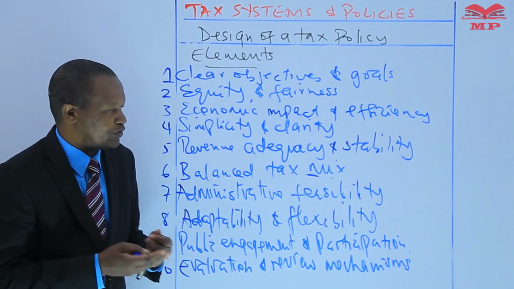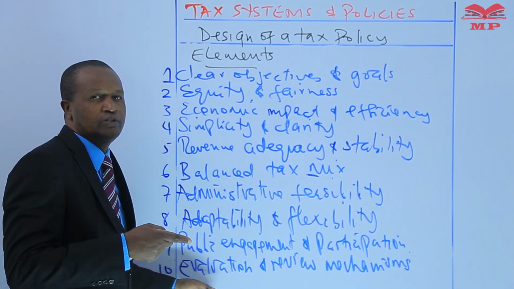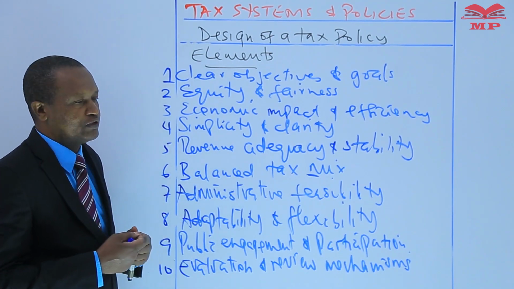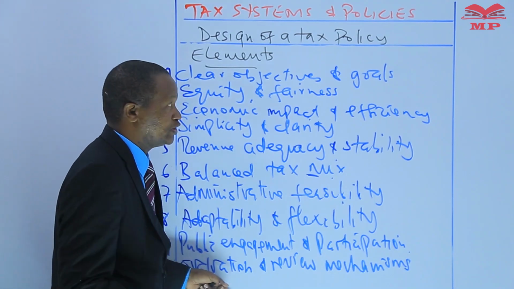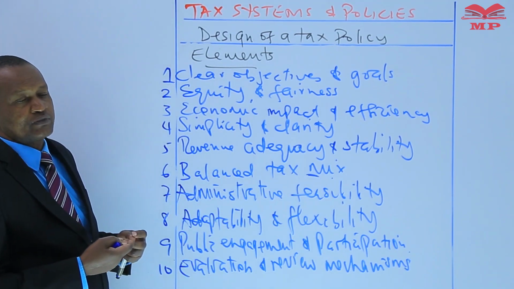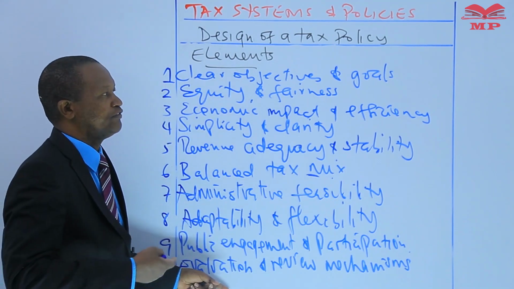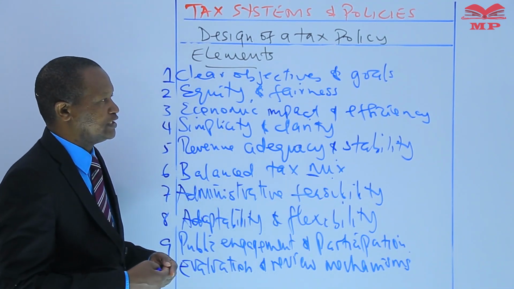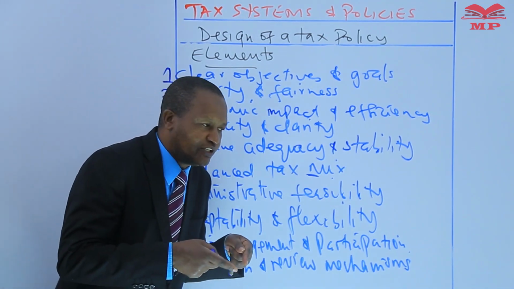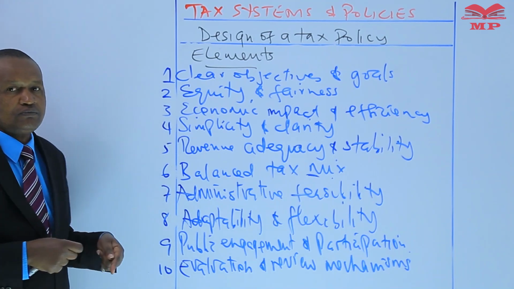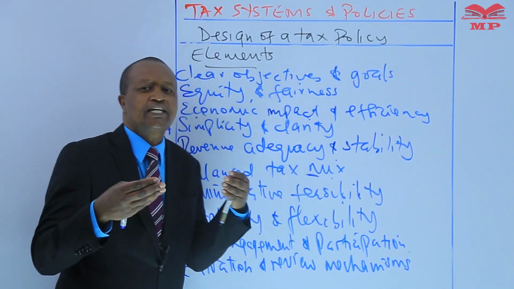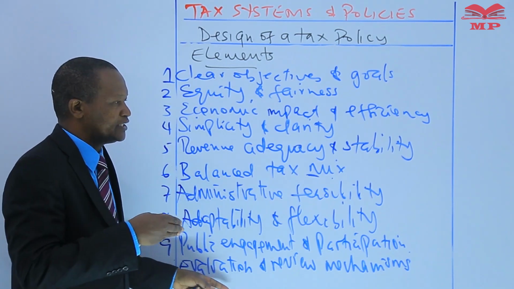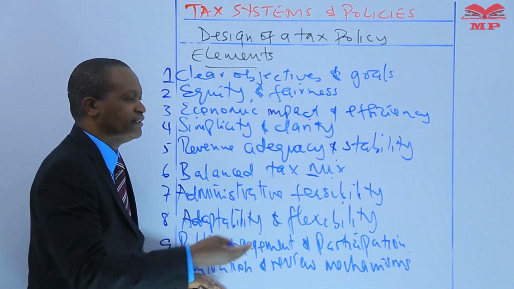establishing mechanisms for regular review and evaluation of the tax policy, for regular review of the effectiveness of the tax policy, for regular evaluation and review for the effectiveness in achieving its objectives. That may also mean adjusting the policy as needed based on empirical data and feedback.